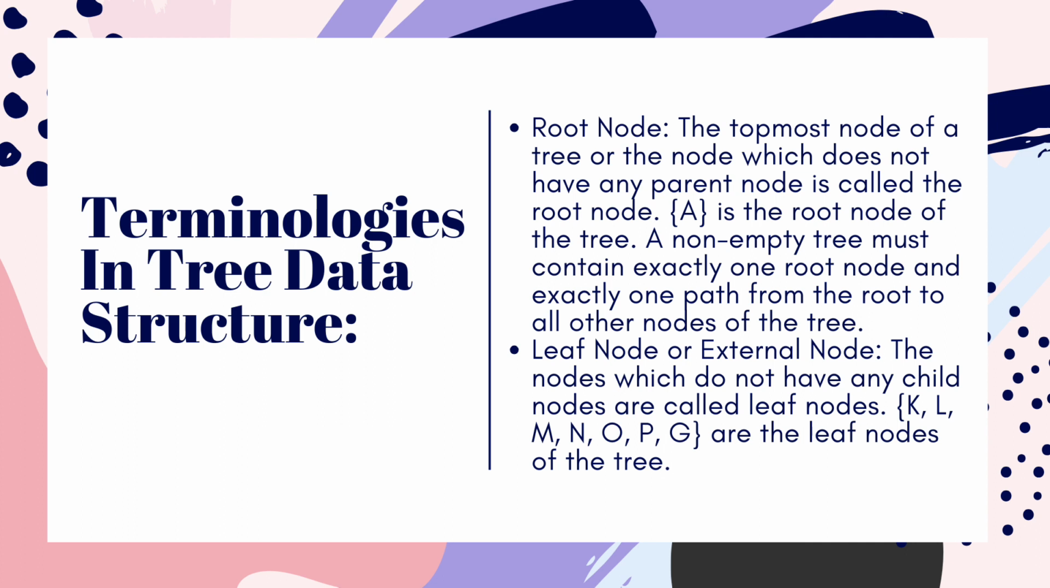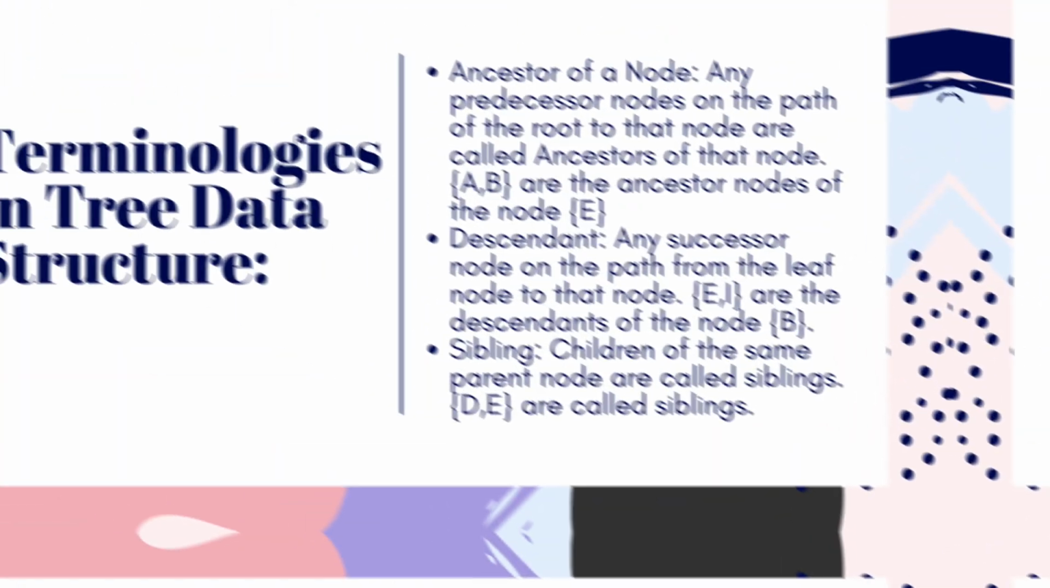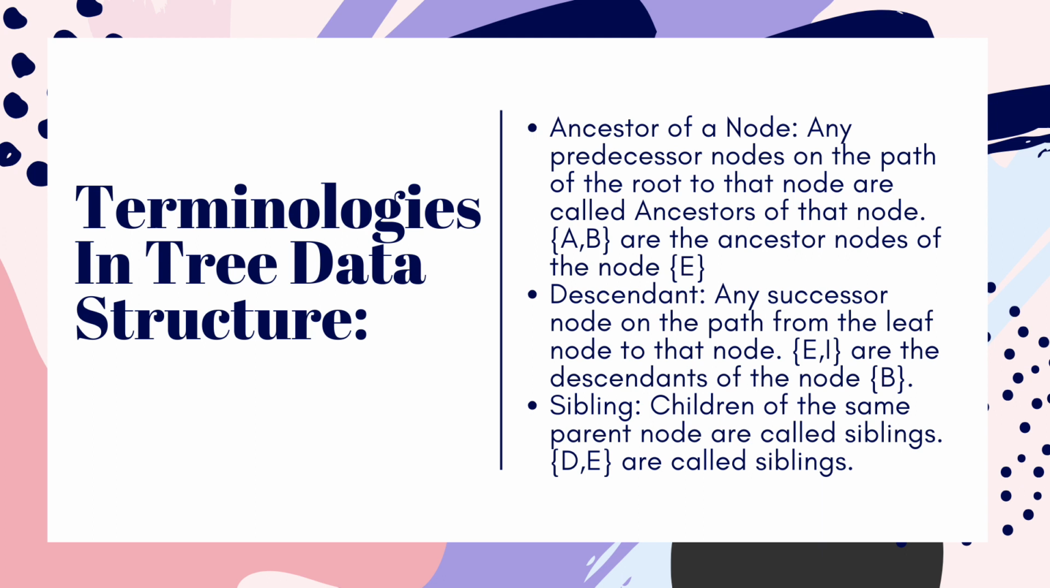A non-empty tree must contain exactly one root node and exactly one path from the root to all other nodes of the tree. Leaf node or external node: the nodes which do not have any child nodes are called leaf nodes. K, L, M, N, O, P, G are the leaf nodes of the tree. Ancestor of a node: any predecessor nodes on the path from the root to that node are called ancestors of that node. A, B are the ancestor nodes of the node.